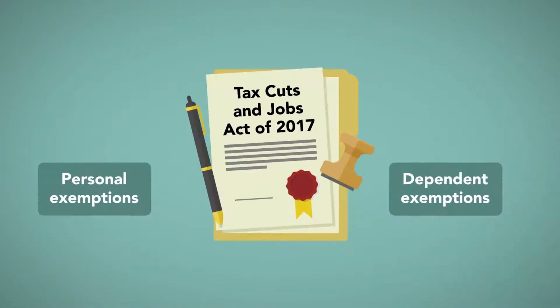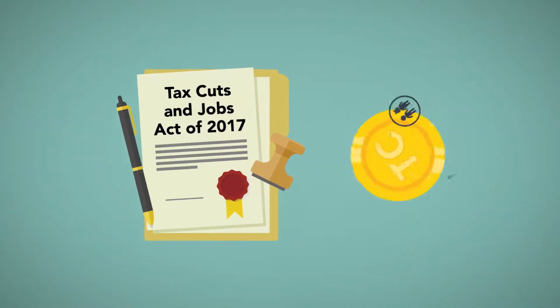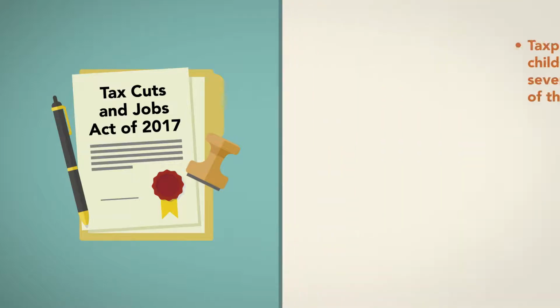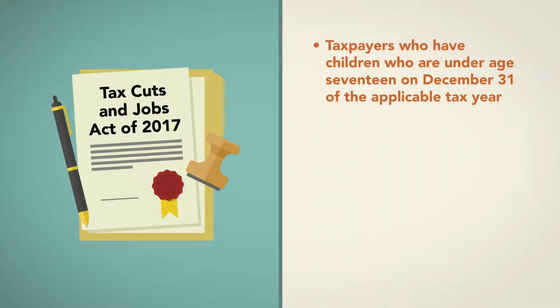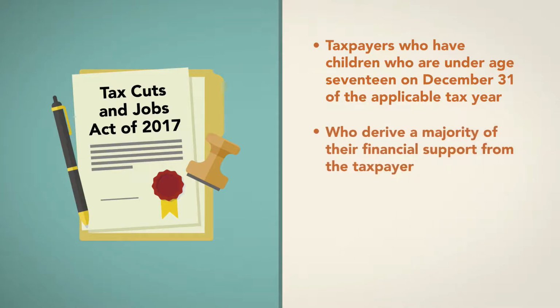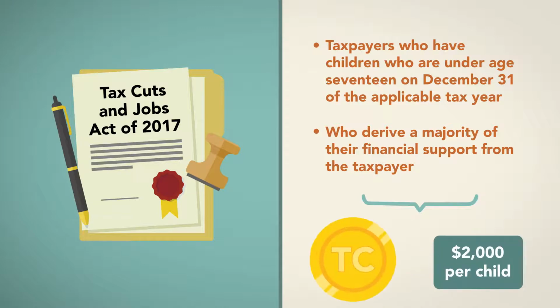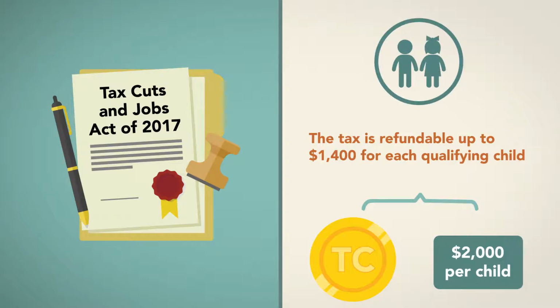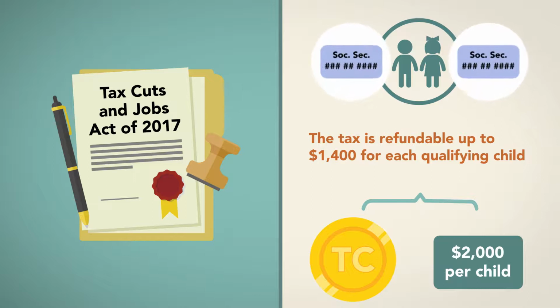The Tax Cuts and Jobs Act eliminated the personal and dependent exemptions. However, they were replaced by an increased child tax credit. Under the Act, taxpayers who have children who are under the age of 17 on December 31st of the applicable tax year, and who derive a majority of their financial support from the taxpayer, are eligible for a $2,000 tax credit per child. The tax is refundable up to $1,400 for each qualifying child. To be eligible, the child must have a Social Security number.